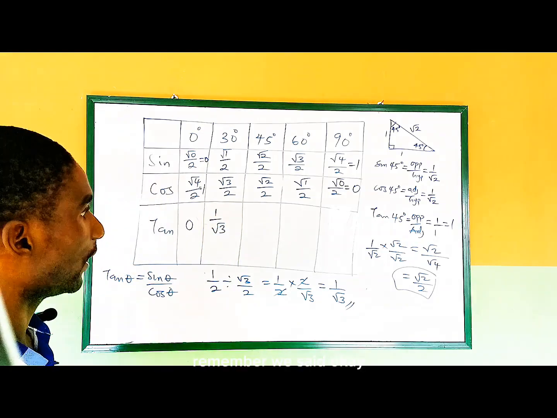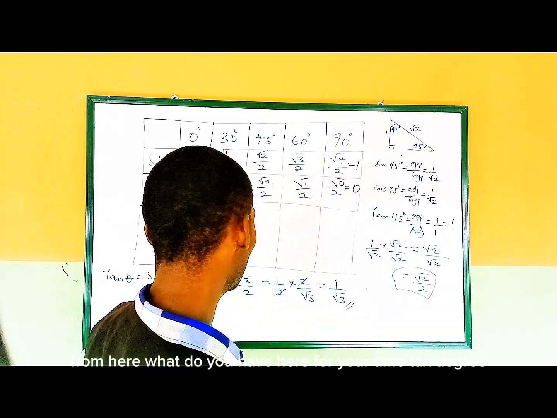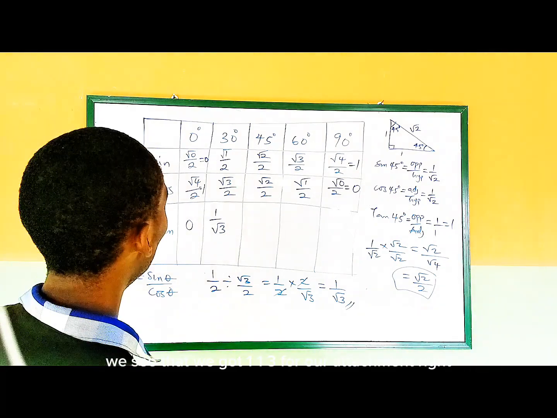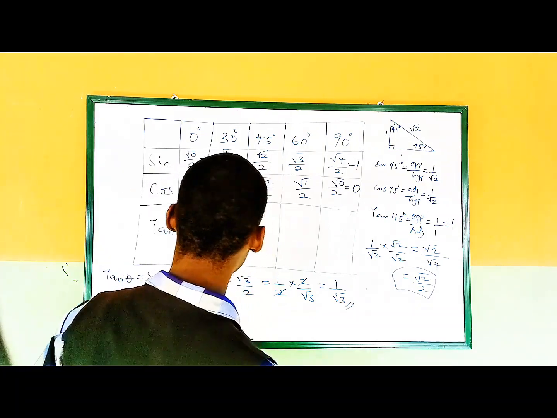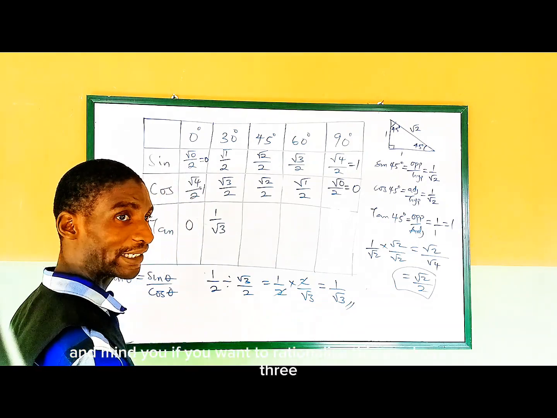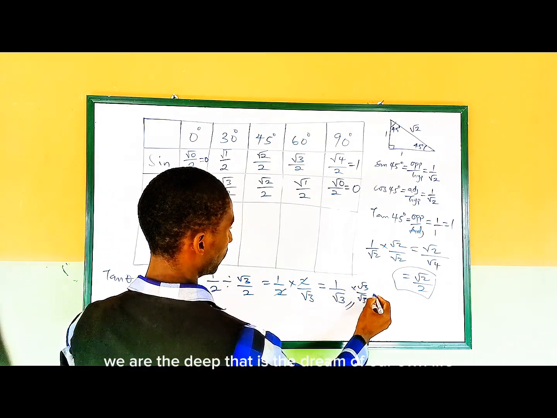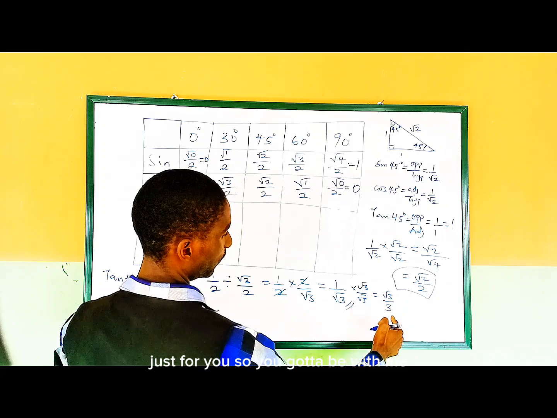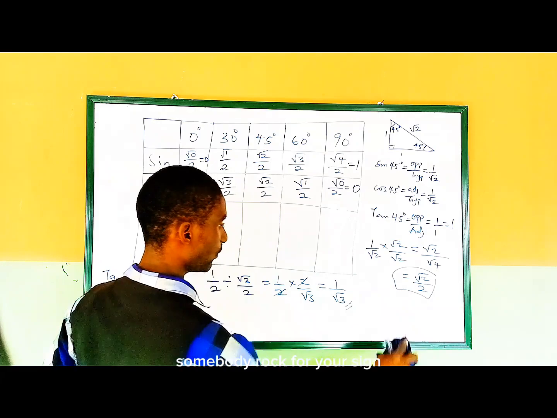From the calculation we did earlier, you will see that we got 1 over root 3 for our tan 30 degrees. So it's 1 over root 3. And mind you, if you want to rationalize this, you multiply by root 3 over root 3. That is root 3 over root 9, which is 3. So either root 3 over 3, or you just leave it as 1 over root 3. You get the same value.